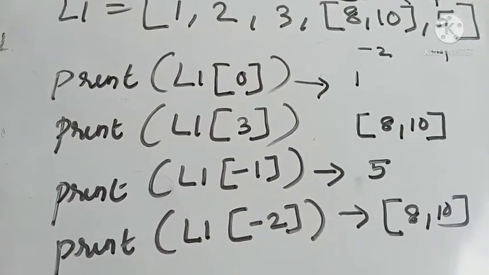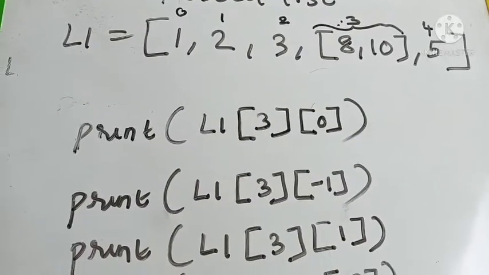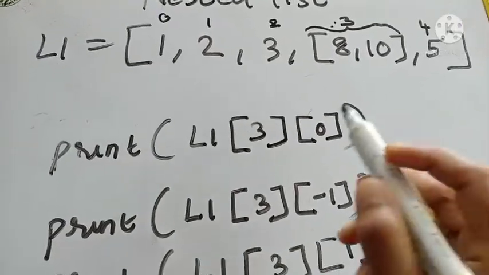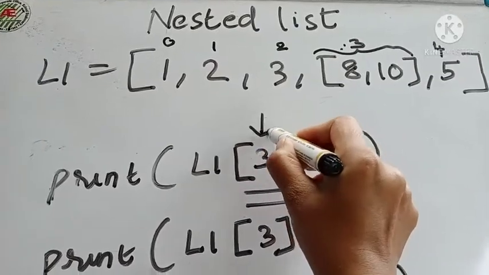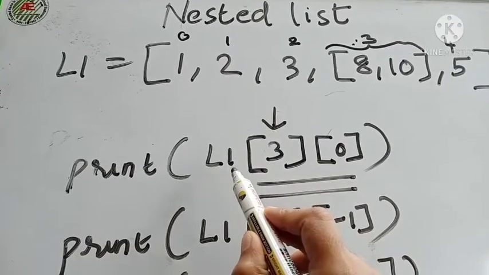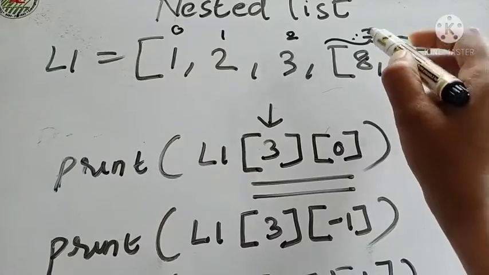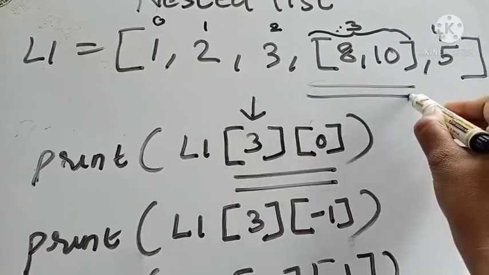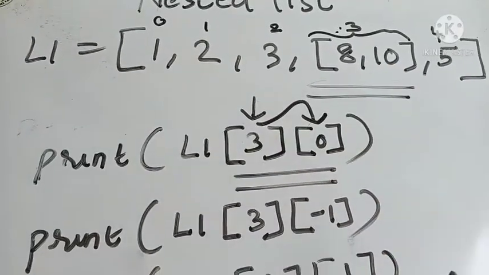Okay, so I will show you another example. So here is the example. Print L1 of, you can see 2 square brackets, right? 2 square brackets here. First is 3, then second one is 0. The meaning is nothing but in the list L1, just see what the third position contains. Yes, the third position contains the whole thing, right? Okay, after that, in that you have to check what is the 0th position value.